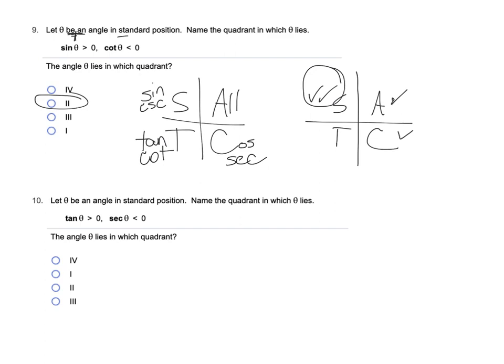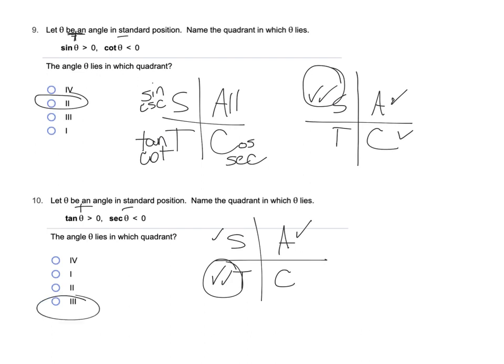Okay, let's look at number 10. Same thing. First, we know the tangent is greater than 0, which means positive. So let's ask ourselves, where is tangent positive? We know tangent is positive in the first and the third. And secant is less than 0. That's negative. So remember, secant goes with cosine. Looking at the chart, secant and cosine are positive in the first and fourth. Therefore, they're negative in second and third. So theta must lie in the third quadrant. All right, that's the answer.